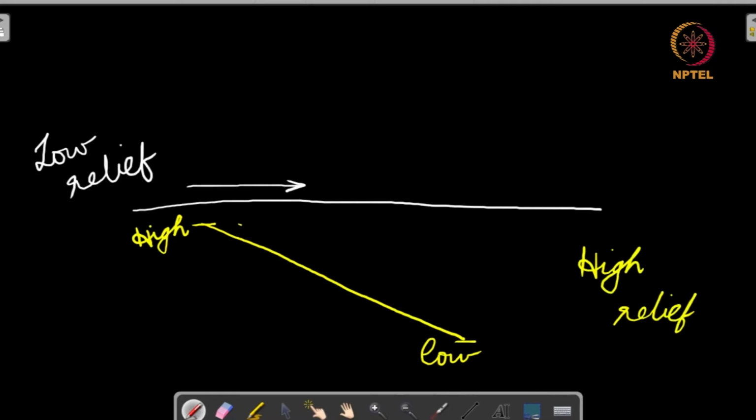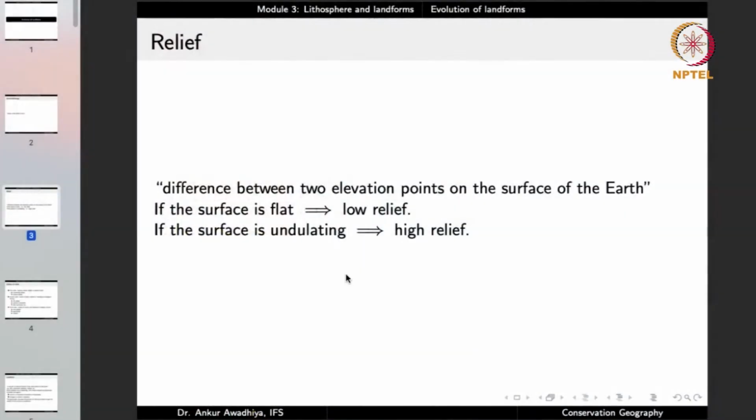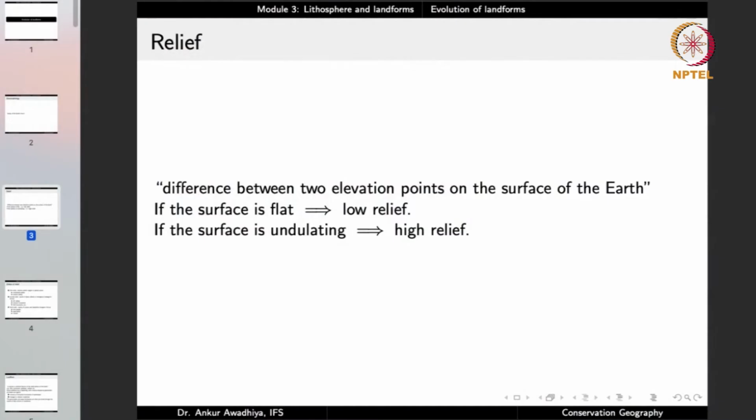Now, in the case of a high relief area, water will move down very quickly. And we have observed before that the erosional capacity of water is determined by the speed of water. If the water is moving at a greater speed, it is able to erode more, it is able to transport more. Whereas when water is traveling at a low speed, it is not able to erode as much, it is not able to transport as much. And so relief becomes very important, and thus geomorphological agents such as water are able to play a much greater role in high relief areas as compared to low relief areas.